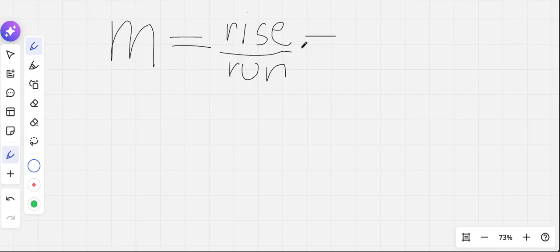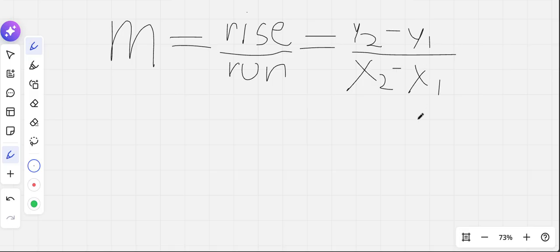The second way is the slope formula, also known as y2 minus y1 over x2 minus x1. This is the slope formula, and this is how you solve for slope when you're given two different points on the line. The graph method is the easiest way, but if you don't have a graph and they just give you two different points, then you have to use this formula right here.